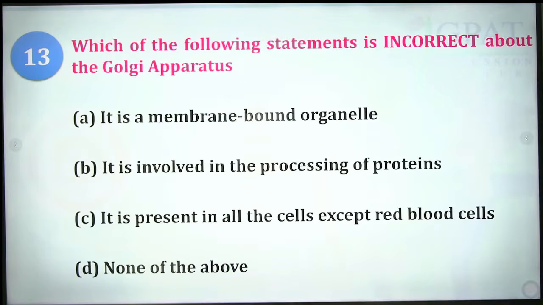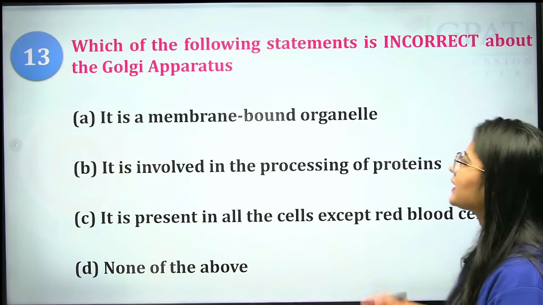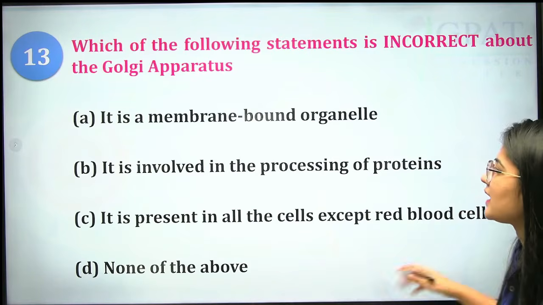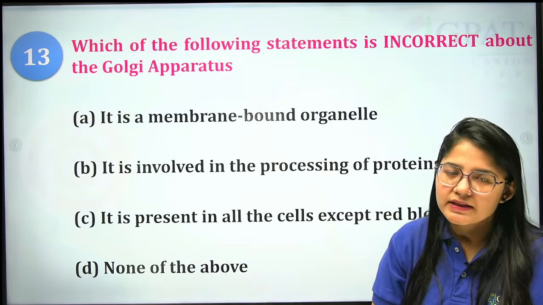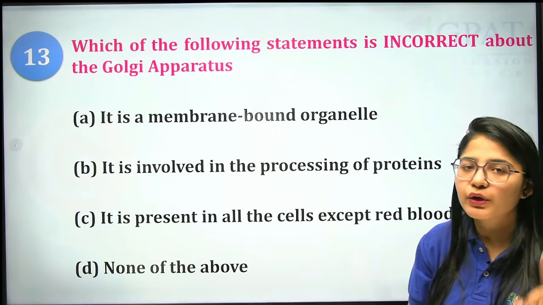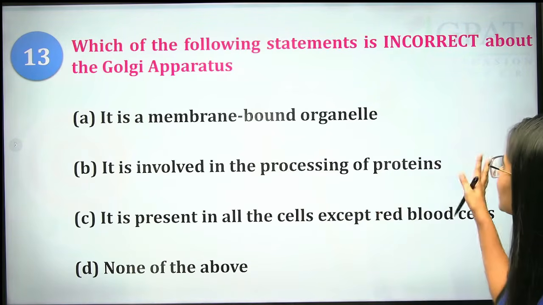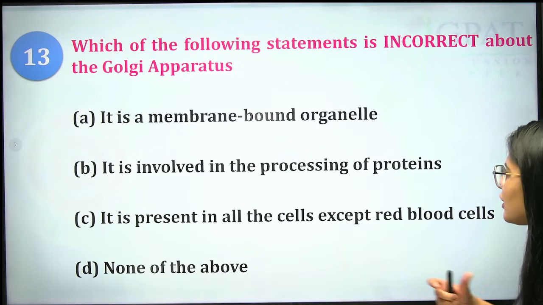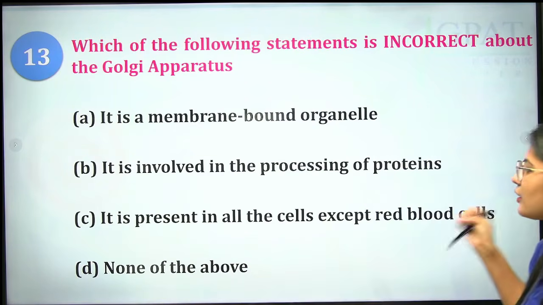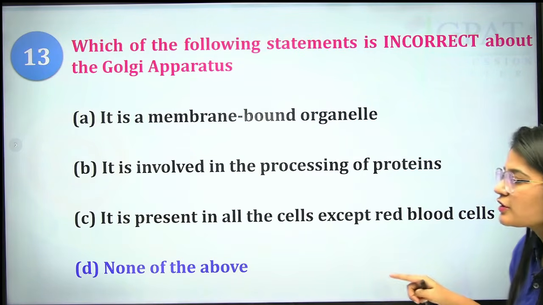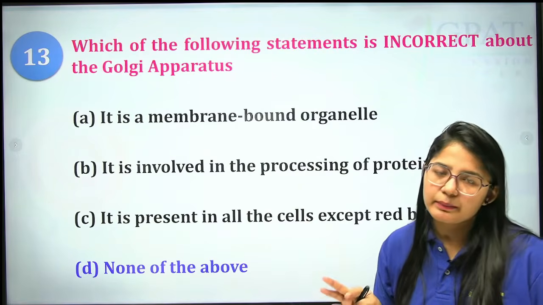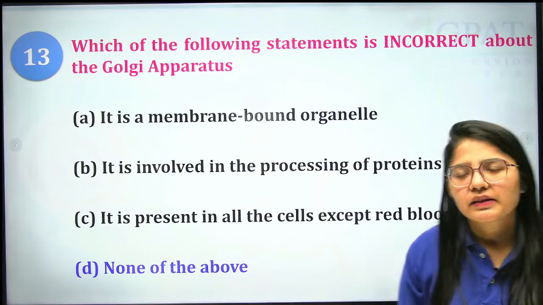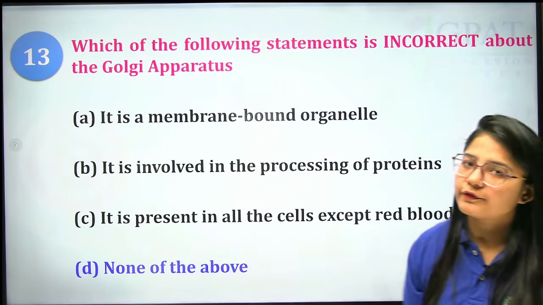Clear? Next question. Which of the following statements is incorrect about the Golgi apparatus? Golgi apparatus is known as the post office of the cell. It is a membrane bound organelle. Yes, it is a single membrane bound organelle. It is involved in the processing of proteins. Yes, we can say it processes your protein. It is present in all except red blood cells. So yes, none of the statements is incorrect because all of these three statements are correct. That's why the correct answer will be none of the above.